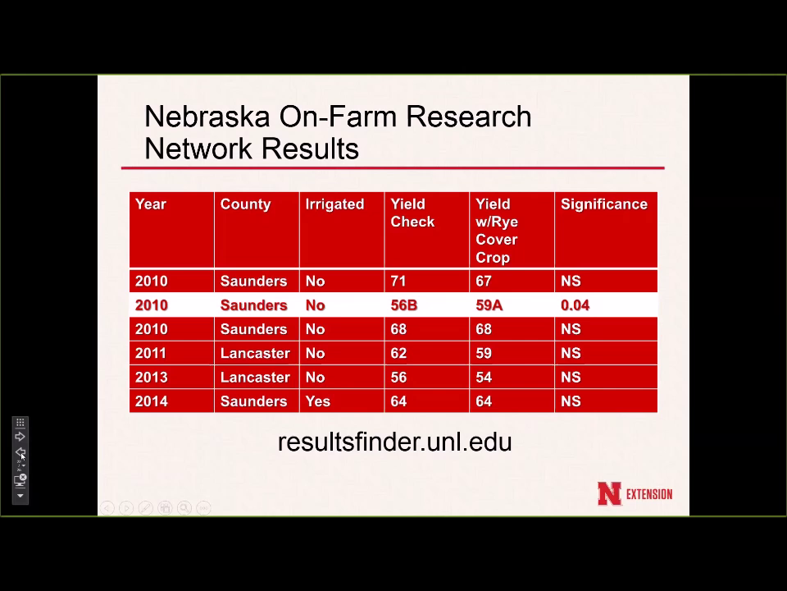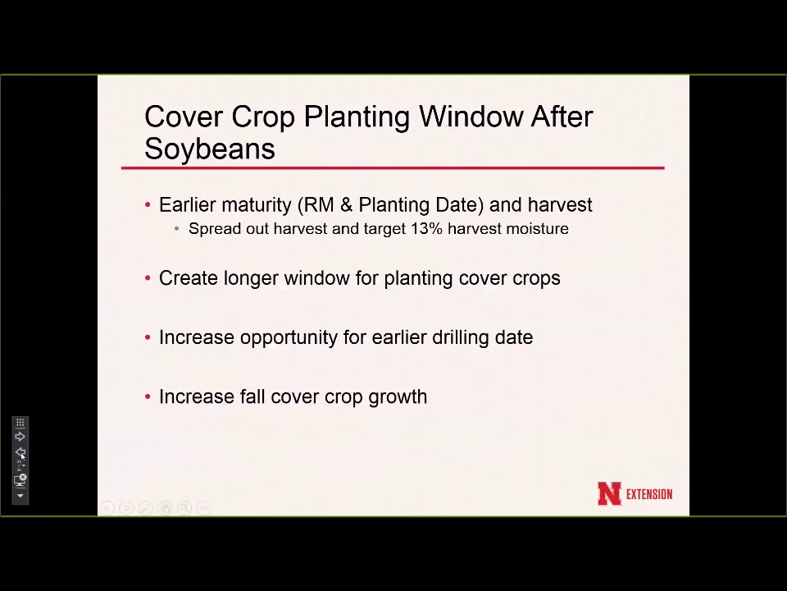And then I've talked about what are we going to do after soybeans? Can we gain some extra days? What would be the advantage of planting a 2.6 and planting it early? How would that help us in terms of managing a cover crop? So again, early maturing and harvest.